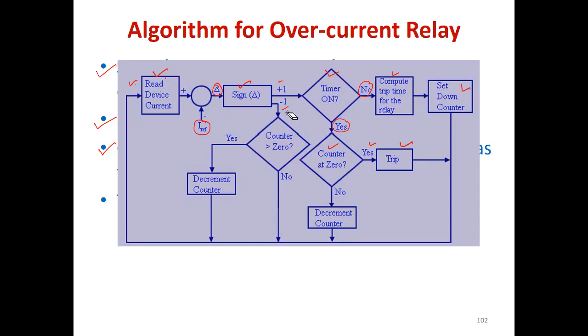So if the sign is negative, it will check if the counter is greater than 0. If yes, then it will decrement the counter. Then it will check the next sample. If no, then also it goes for checking the next sample. So this is a very simple algorithm which is used in the overcurrent relay. In fact, in the numerical relay, this is being used. We will talk about the electromechanical relay also in future classes. So this is the basic algorithm used in numerical relays.